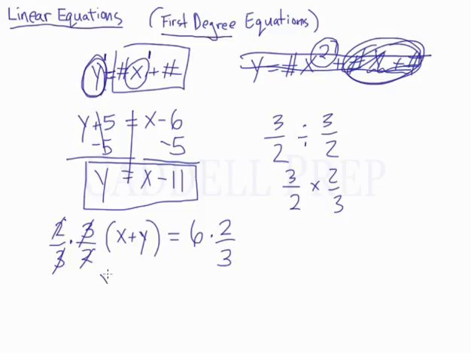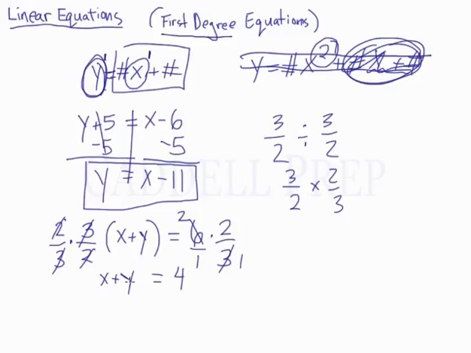But anyway, we're left with x plus y over here. Now here we have to multiply. Now maybe you want to put this over 1 so we can cross cancel. The 3 becomes a 1, the 6 becomes a 2. Then we have 2 times 2 is 4 over 1 times 1, so we just have 4. Okay, now last step, we have x plus y equals 4.